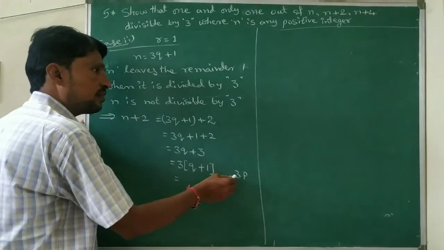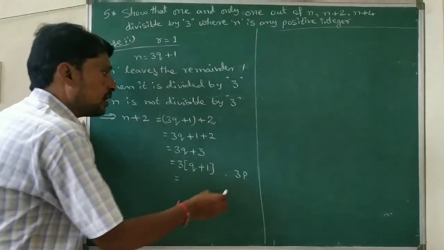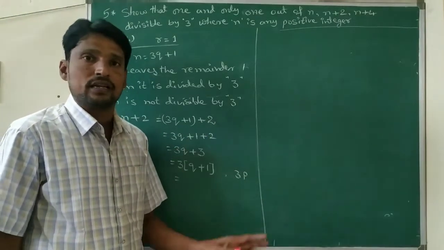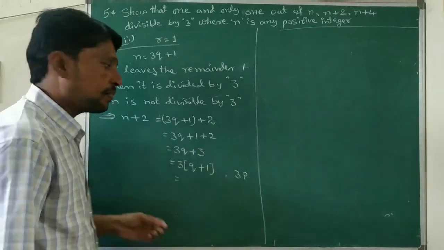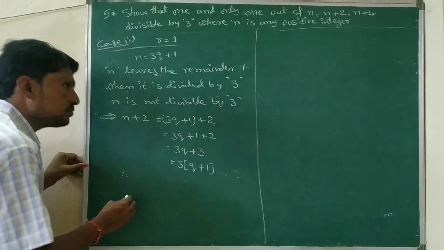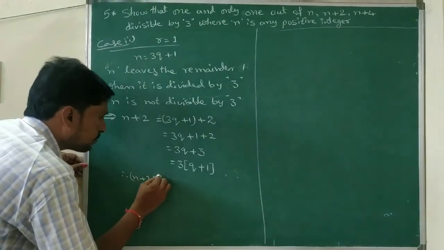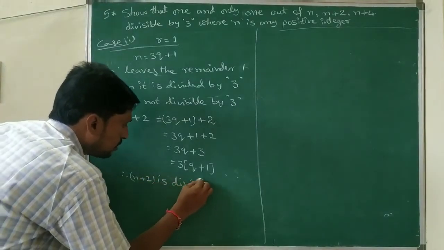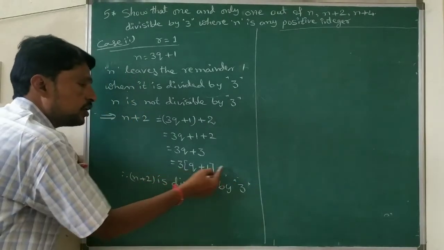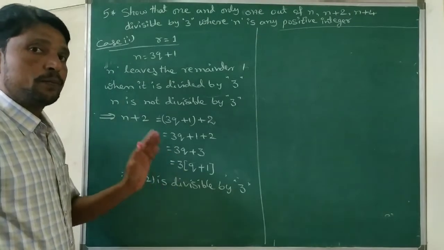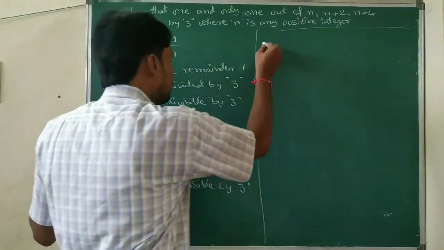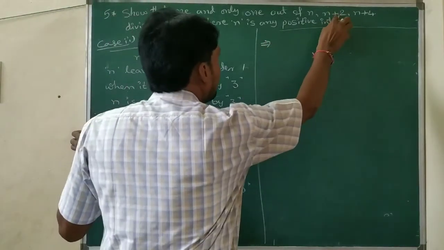So what is the meaning of 3p? Here it is a multiple of 3. Every multiple of 3 is exactly divisible by 3. Already we discussed this in the previous case. Okay. Now therefore, what do we need to write? N plus 2 is divisible by 3. Why is it divisible by 3? 3 into something means a multiple of 3, and a multiple of 3 is exactly divisible by 3. N plus 2 was completed.